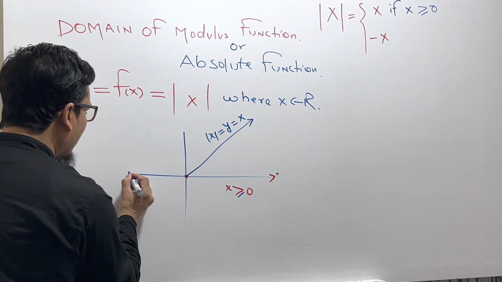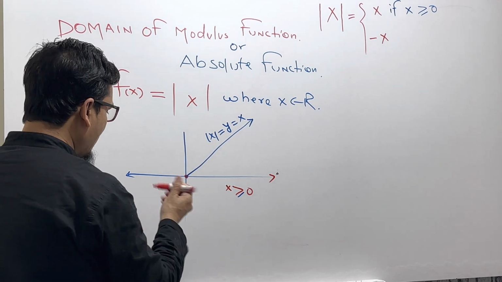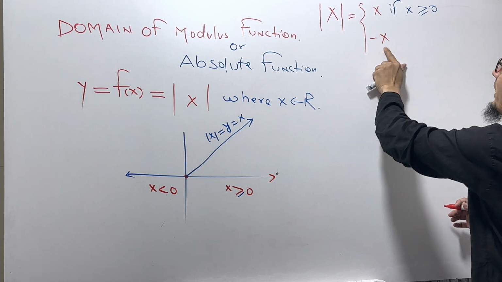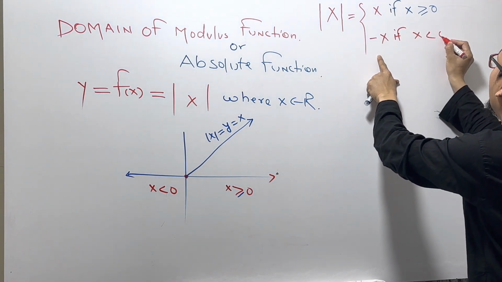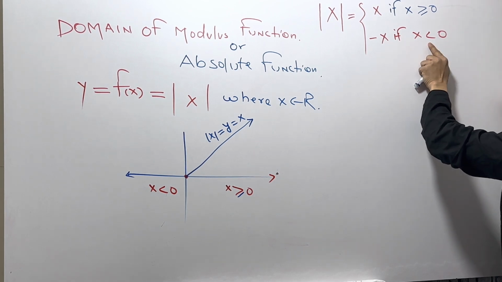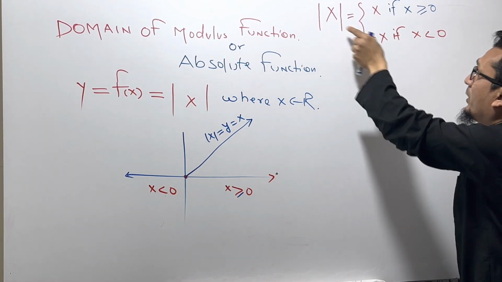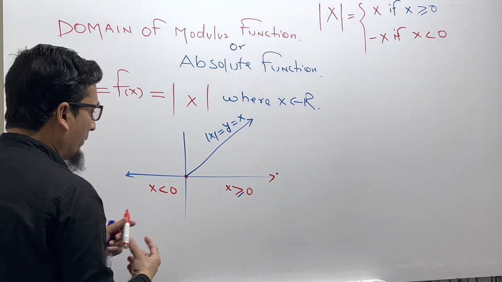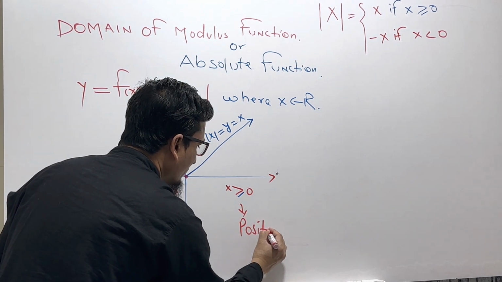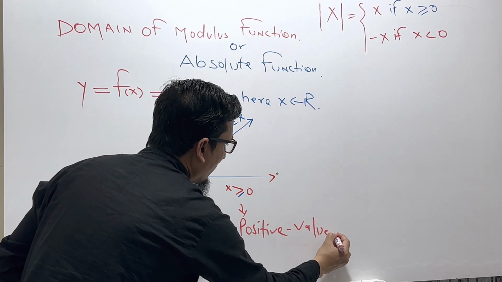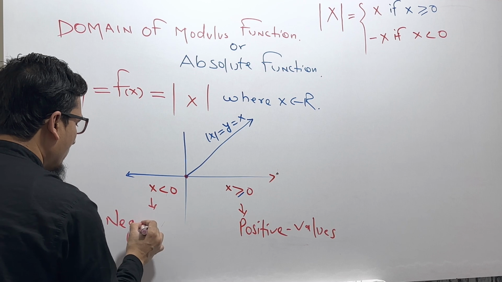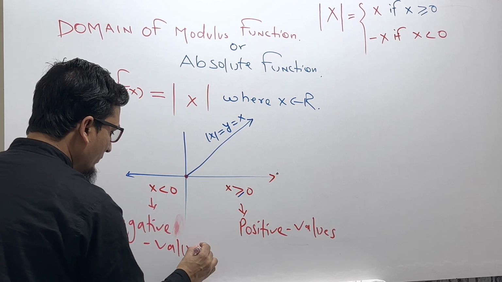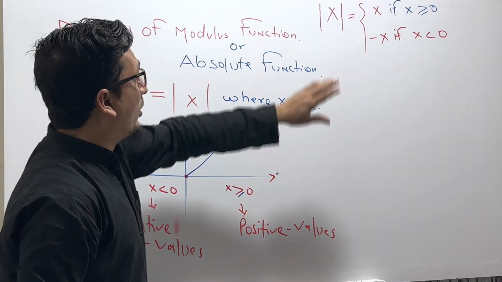And second, when you are on this side, means when x is less than 0, mod of x is equal to minus x if x is less than 0. This is the second condition. When x has a negative value, you will say that mod of x is equal to minus x. So here you can see, this side means positive values of x, and this one is negative values of x. So whenever x is less than 0, mod of x is equal to minus x.